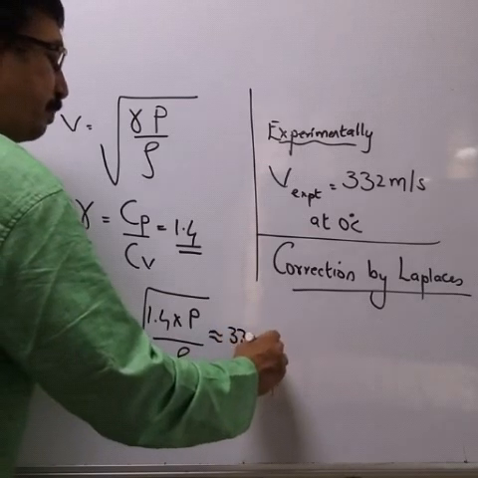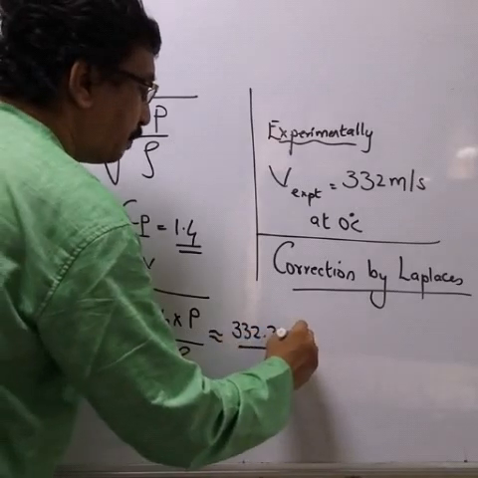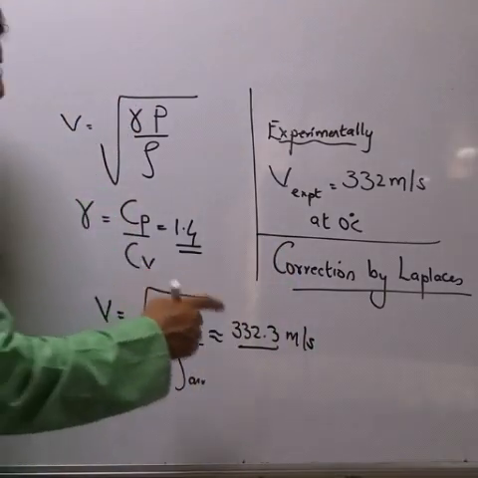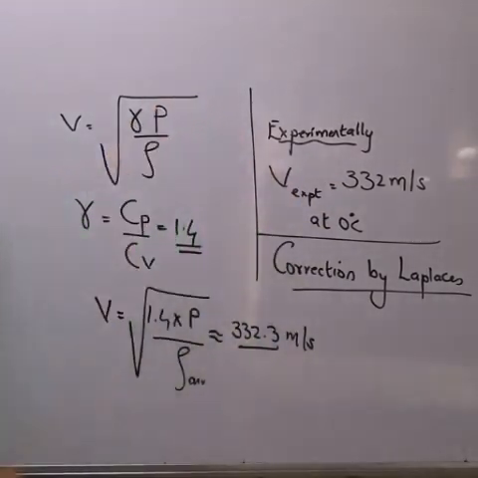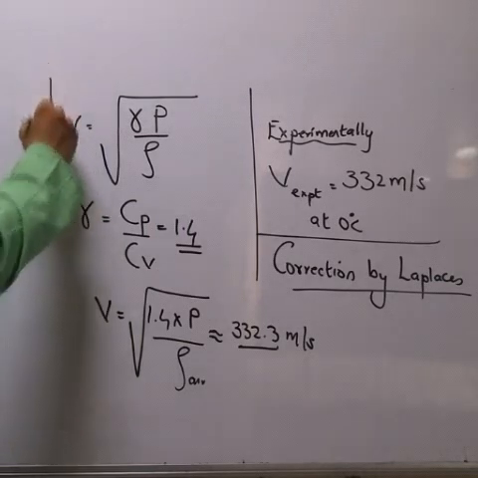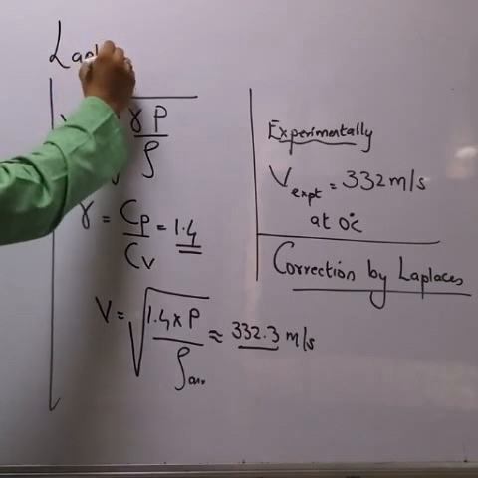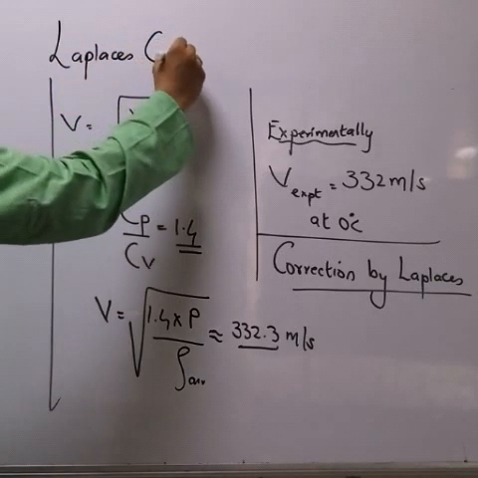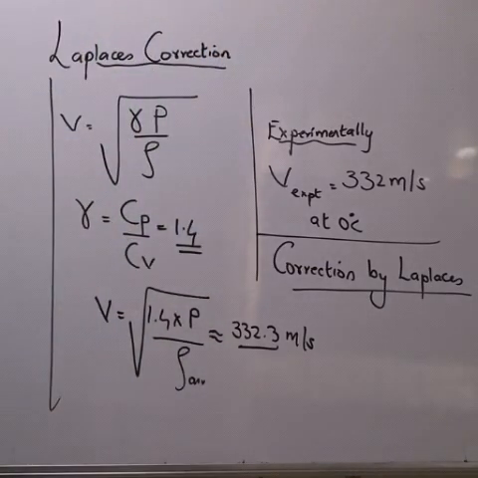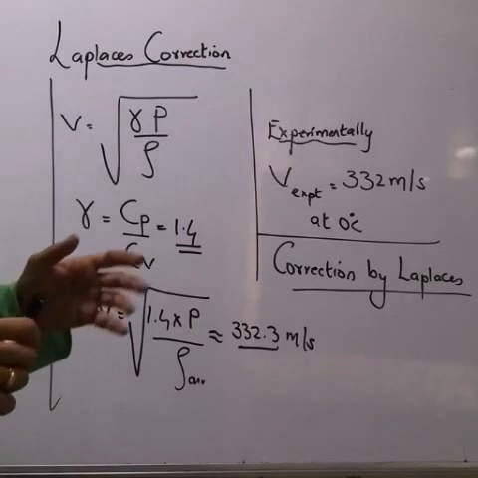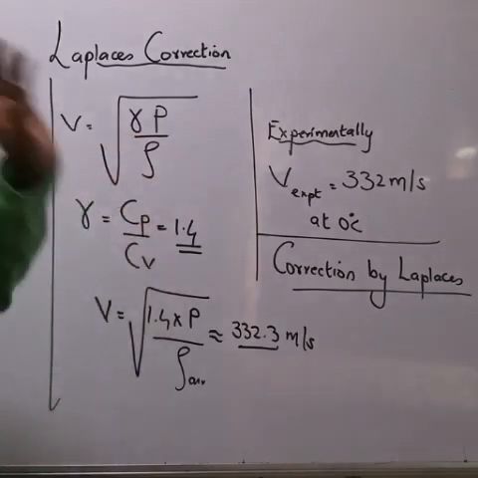When you put this value, the answer comes out approximately 330 or something meters, 332.3 meter per second, which is in excellent agreement with the experimental value. This is the theoretical value, this is the experimental value, and that's why this correction which we apply to the formula is called the Laplace correction. So we got the velocity of sound in air. It is given by this formula, the square root of gamma p upon rho.